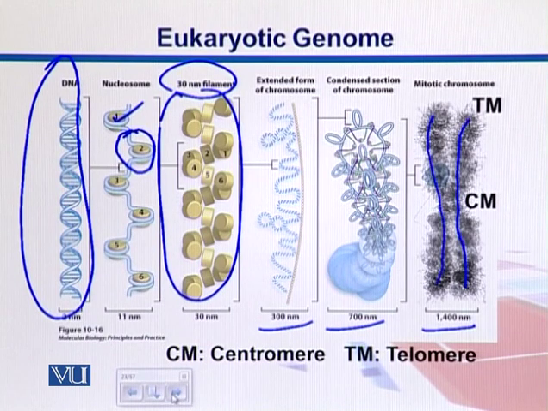Remember, this is just one chromosome, but we have two chromatids. Then somewhere in the middle we see a constricted part, which we call the centromere. So the middle part of the chromosome we call the centromere, whereas the terminals we call telomeres. Please remember this nomenclature while we are discussing the heterochromatin and euchromatin parts.